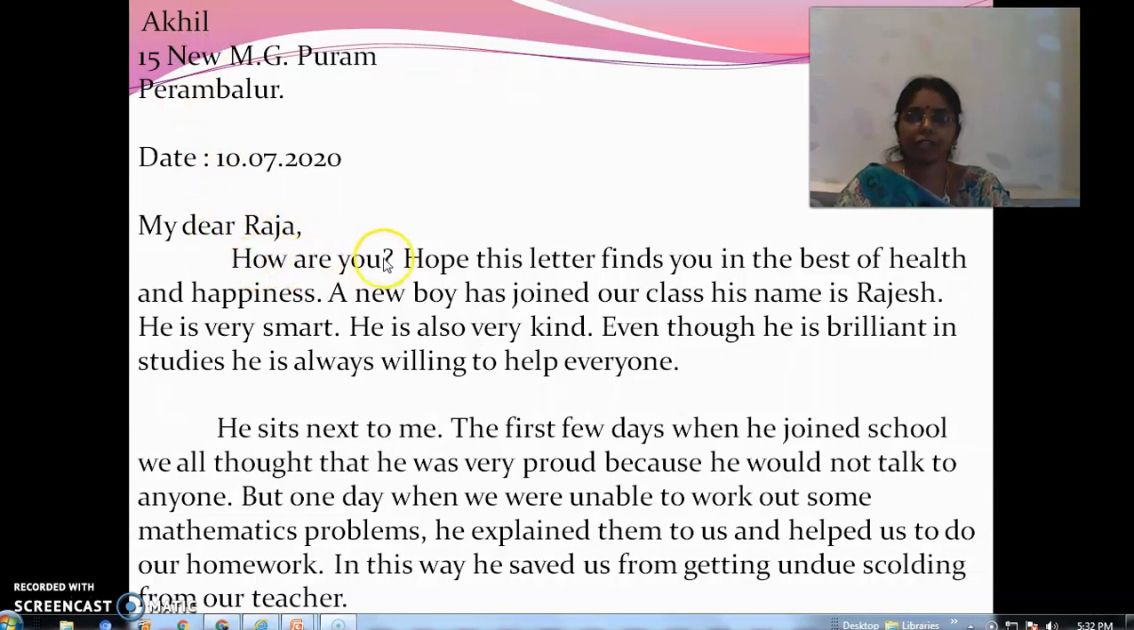My dear Raja, how are you? Hope this letter finds you in the best of health and happiness. A new boy has joined in our class. His name is Rajesh. He is very smart. He is also very kind. Even though he is brilliant in studies, he is always willing to help everyone. He sits next to me. The first few days when he joined school, we all thought that he was very proud because he would not talk to anyone. But one day when we were unable to work out some mathematical problems, he explained them to us and helped us do our homework. In this way, he saved us from getting undue scolding from our teacher.